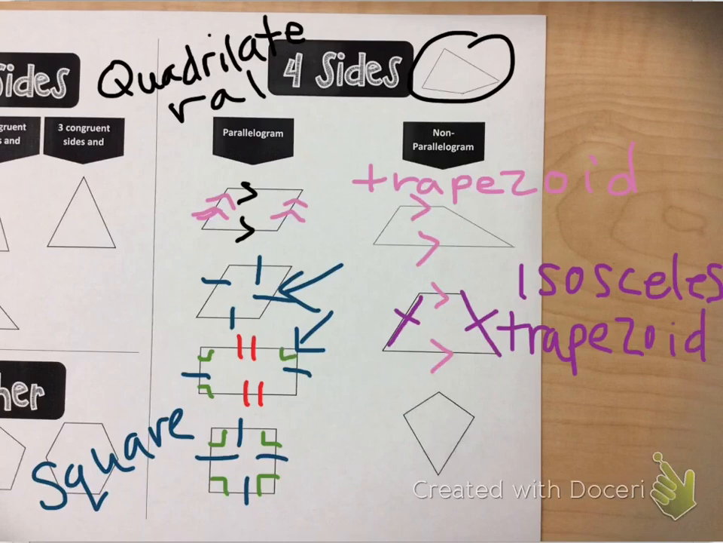And just like on an isosceles triangle, we do have 2 congruent sides, and we also have 2 congruent angles. So those angles right there are congruent. Okay, and finally, we have the last shape. The property is that those 2 sides are congruent, and these 2 sides are congruent. Okay, and we call this a kite.